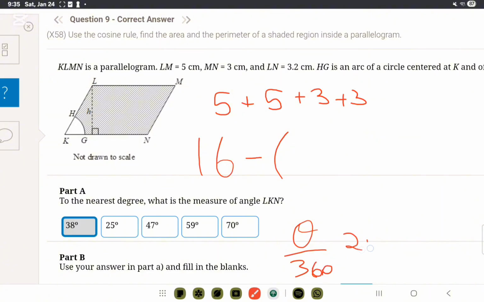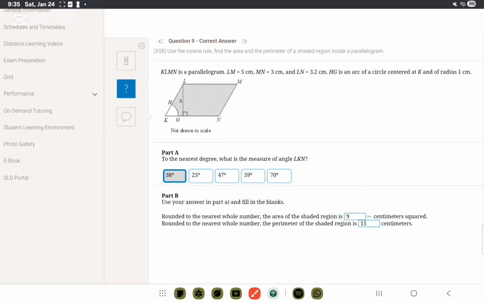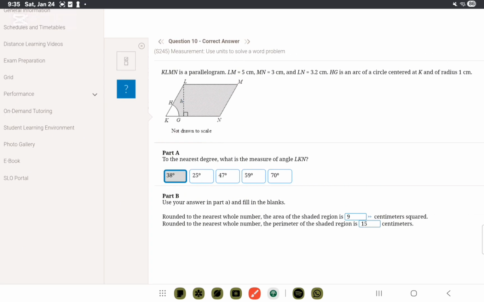This is the formula I'm going to use, 2 pi r. Now, how much is our theta? It's going to be 38 over 360 times 2 pi. r is 1, so I'm just not going to write it. So on my calculator, it's 16 minus, put the bracket, it's very necessary, 38 over 360 multiplied by 2 pi. You get 15.3. Round it, you get 15. That's it for 9.